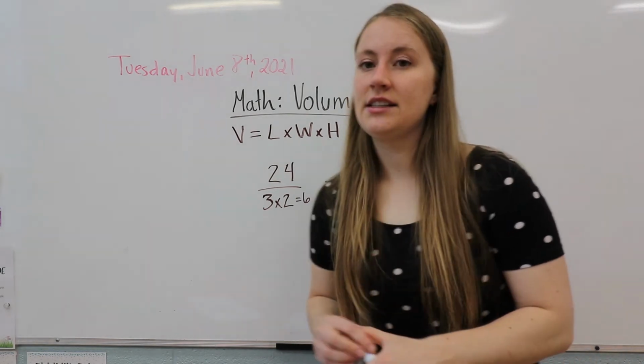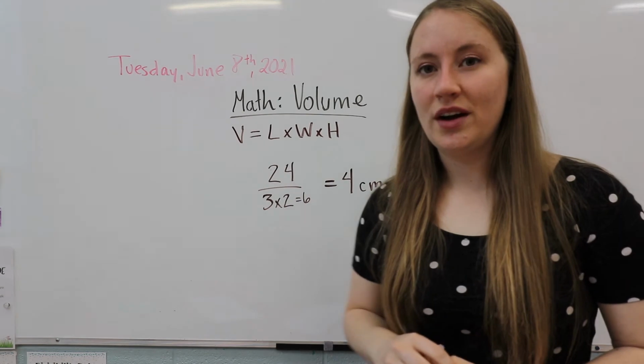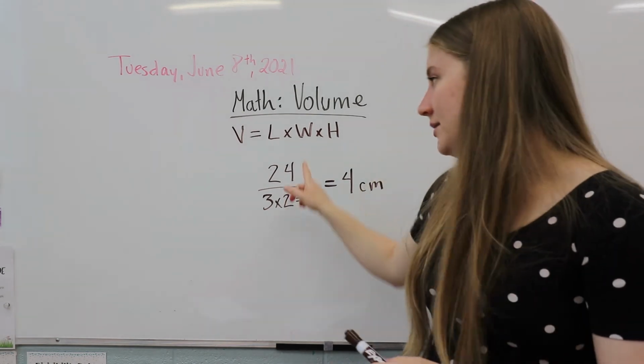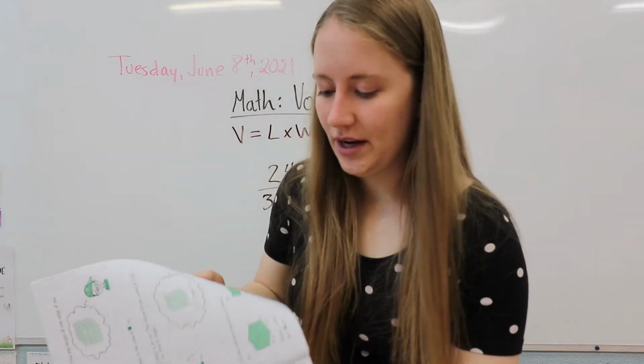Okay, and because it's just one side, I'm not cubing it because it's just the height. So it's one value. The volume is where it has to be cubed, okay? So let's look at the third one.